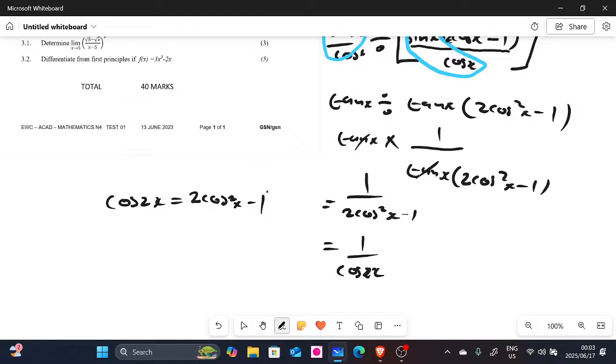Do you guys see? But then, what is 1 over cos x? This is going to give us sec x. Do you guys see? So in this case now, it's going to be sec 2x. Final answer. You guys see that? So that is our final answer, guys.